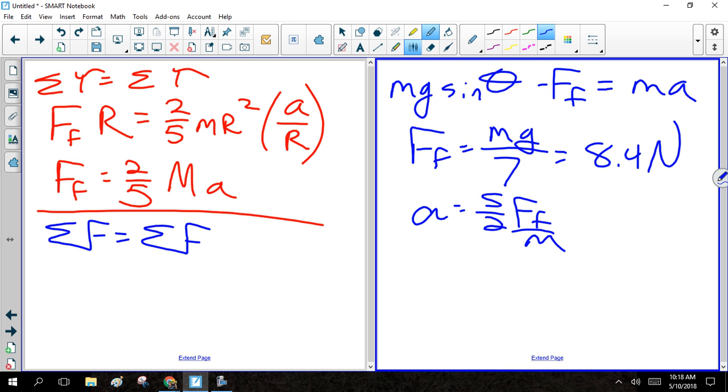So if you find your acceleration, you end up getting 3.5 meters a second squared. Cool? All right, so that was one of the ways of doing part B. Yes? Okay, I just had a quick question.